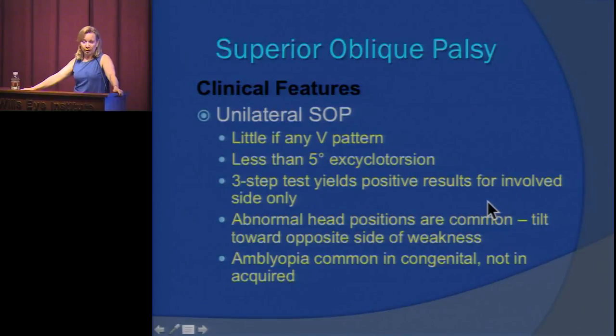Amblyopia is common in congenital, but not in acquired. Frequently acquired deviations will have diplopia, and that's another way to differentiate it, because the kids will come in complaining of double vision even at 5.